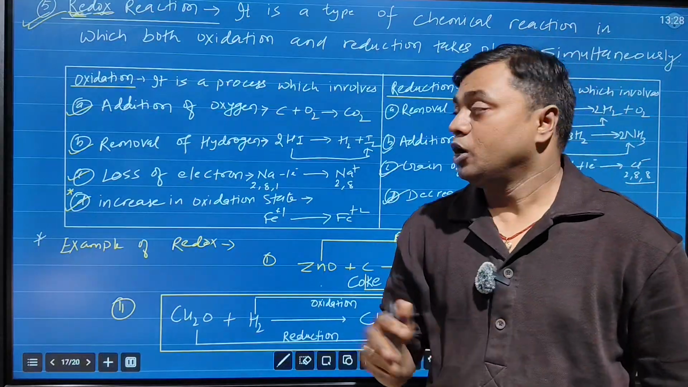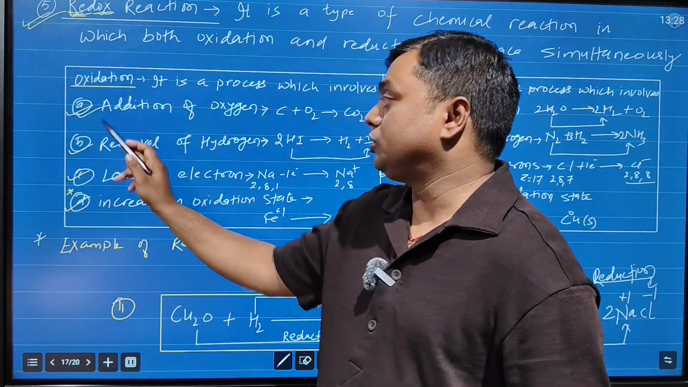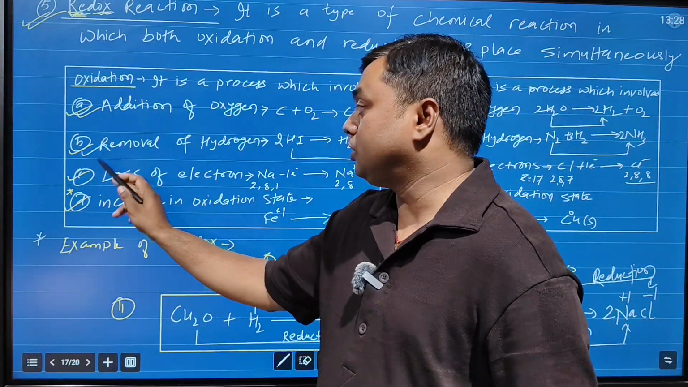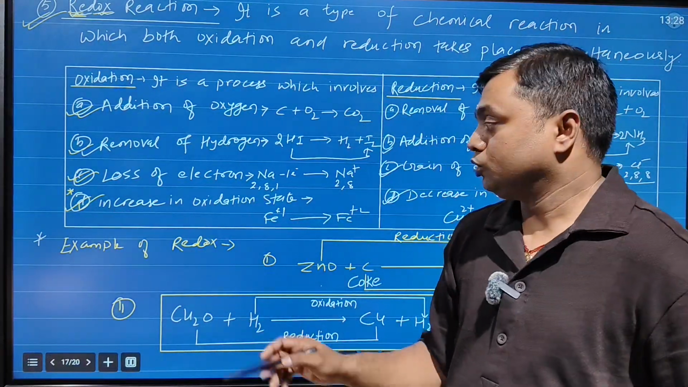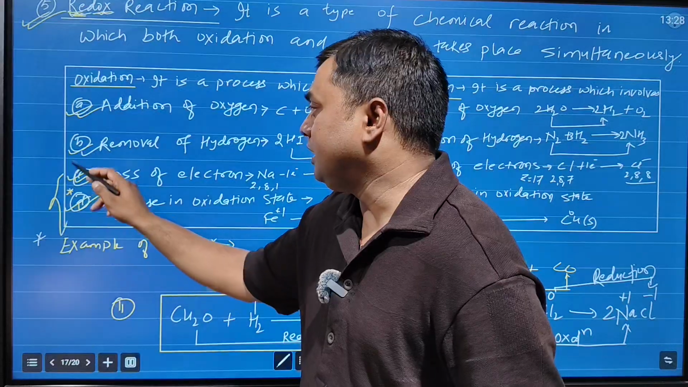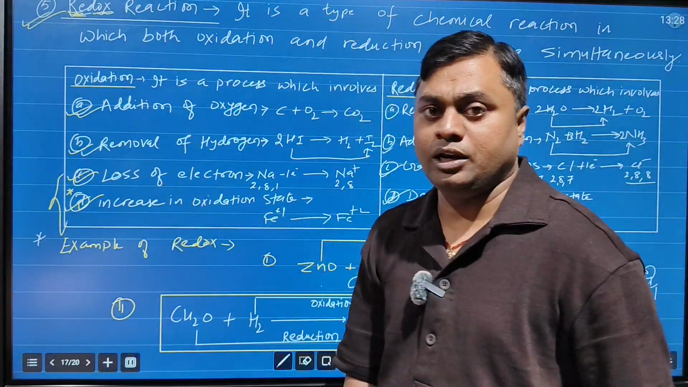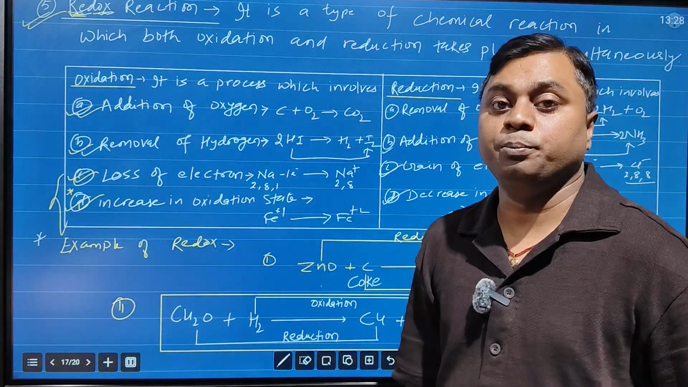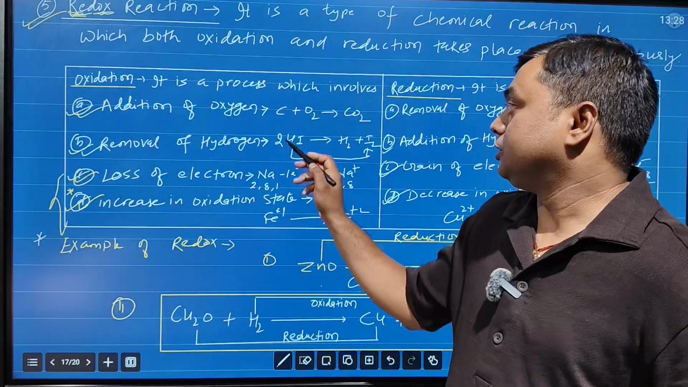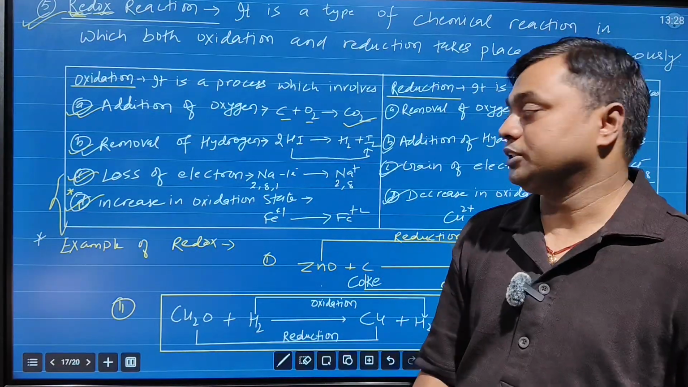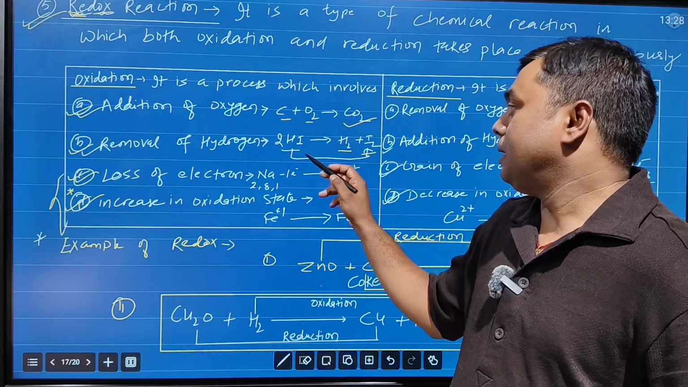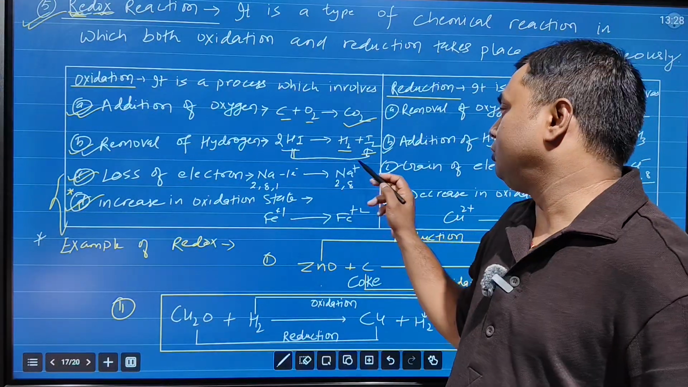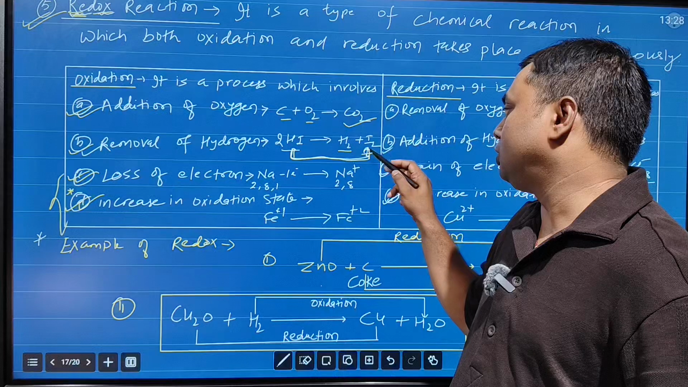That you should understand. Oxidation is nothing but the addition of oxygen or removal of hydrogen or loss of electrons or increase in oxidation state. So this is there in higher standard. At least if you focus on the first two, that is enough for you. The first three you should know, being a good student. Like C plus O2 gives you CO2, oxidation. 2HI gives rise to H2 plus I2. You see, with iodine hydrogen is there, here with iodine hydrogen is not there. So there is a loss of hydrogen.